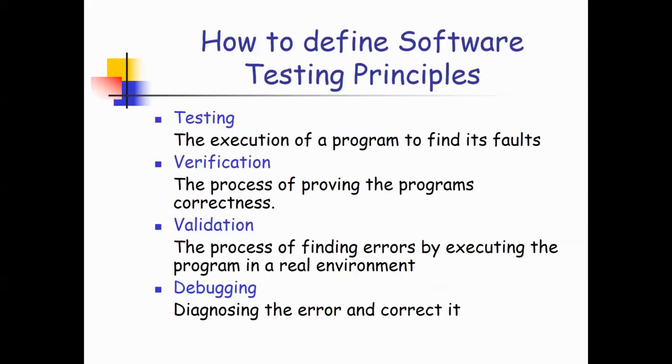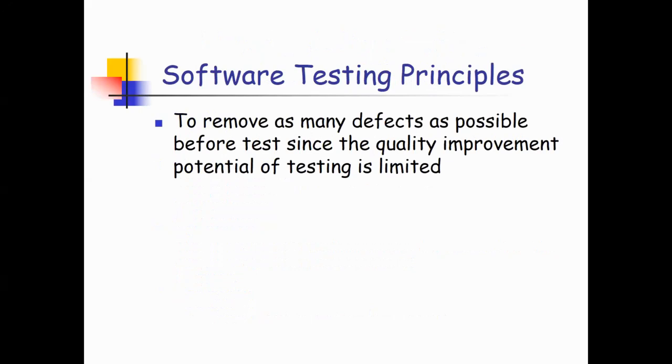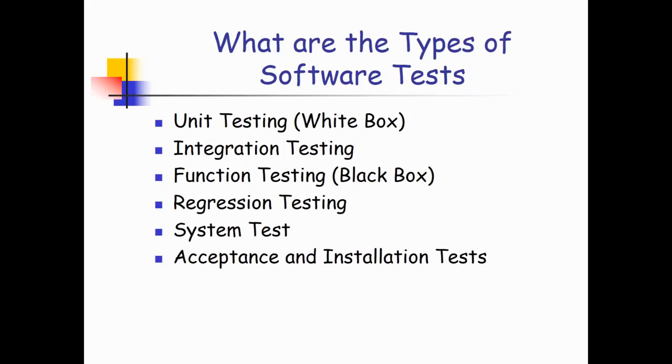There are testing, the execution of the program to find its faults; verification, the process of proving the program's correctness; validation, the process of finding errors by executing the program in a regular environment; and debugging, diagnosing the error and correcting it. Software testing principles: remove as many defects as possible before test, since the quality improvement potential of the testing is limited. What are the types of software tests?